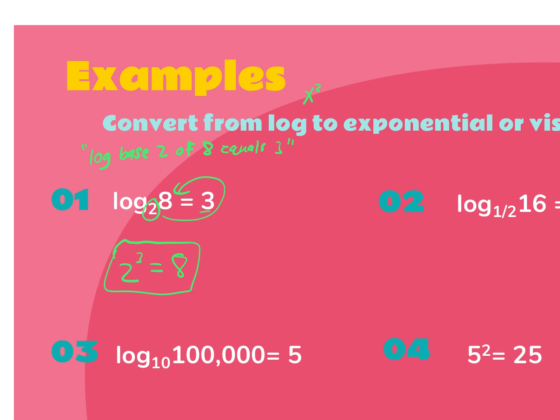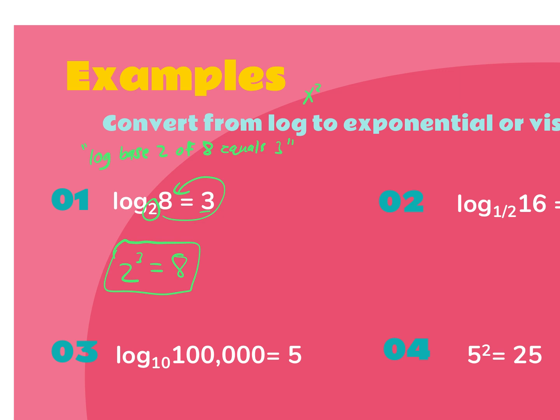All right, and that's all you have to do. I'm just switching between the two in this page right here. And you can verify that this is true, right? 2 to the power of 3 is equal to 8, right? 2 times 2 times 2 is 8, right? So these are both true statements, right? Log base 2 of 8 equals 3. This is a true statement, and so is 2 to the third equals 8.